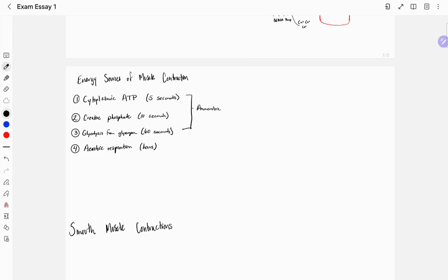Or if you're in the gym lifting weights for any period of time more than 60 seconds, it's likely that your body's going through aerobic respiration as an energy source.